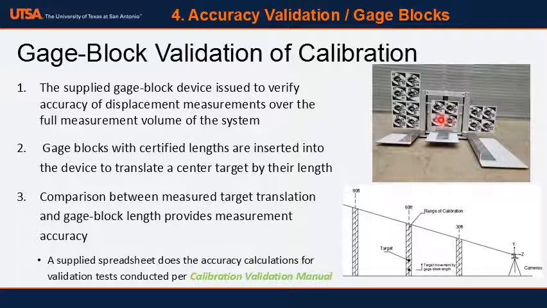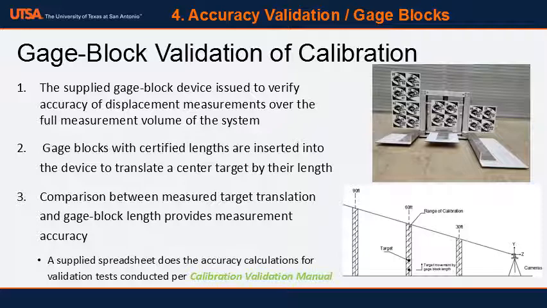So what you'll do is raise this target here, put a gauge block down here. There's a surface to put the gauge block there, and you lower it down. Now, how much this center target moves should be the exact amount of the gauge block length, and these gauge block lengths are NIST certified, so the length of these gauge blocks is to a very, very small tolerance. And so you compare the movement of that target that the system gives you with the gauge block number, and you can figure out the error.